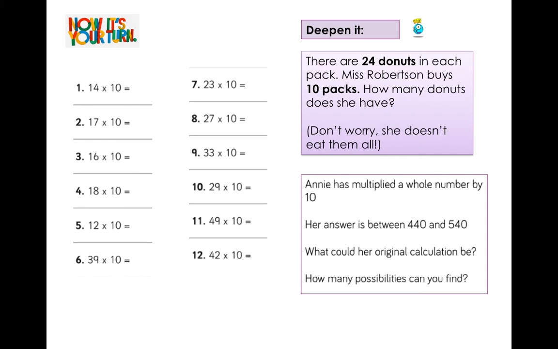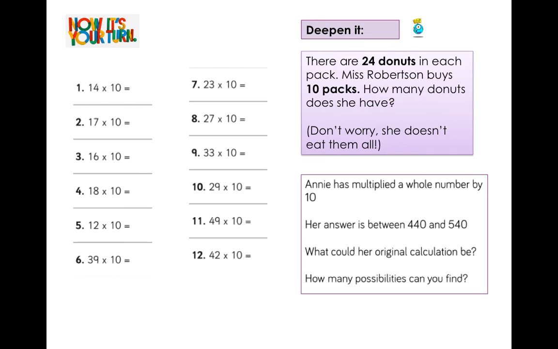And then a final problem today. Annie has multiplied a whole number by 10. Her answer is between 440 and 540. What could her original calculation be? How many possibilities can you find? We know she's multiplied a whole number by 10, so have a think, what number could she have started with? Perhaps she could have started with 45, or 45 times 10. Would that work? What about 52 times 10? Would that still give her an answer in between those numbers? Would something like 62 work? Have a think. As usual, the answers are on the next few slides to help you.